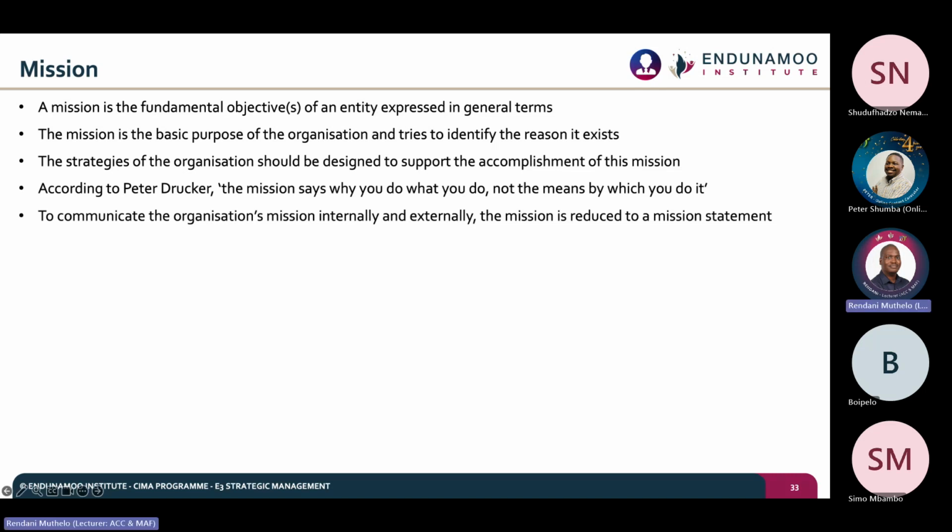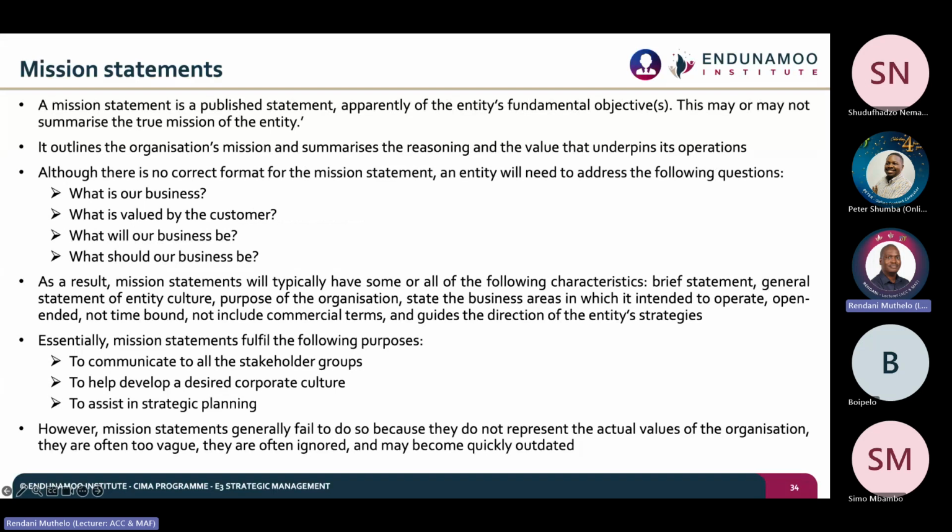So we will therefore need to have a better understanding of how mission statements work. Mission statements are exactly that. These are published statements, apparently of an entity's fundamental objectives. POC has got 2 objectives. Mnet has got 1 objective. Mediclinic, we saw, has got 1. So it can be objective or objectives. Coke wants to make a difference and refresh the world.